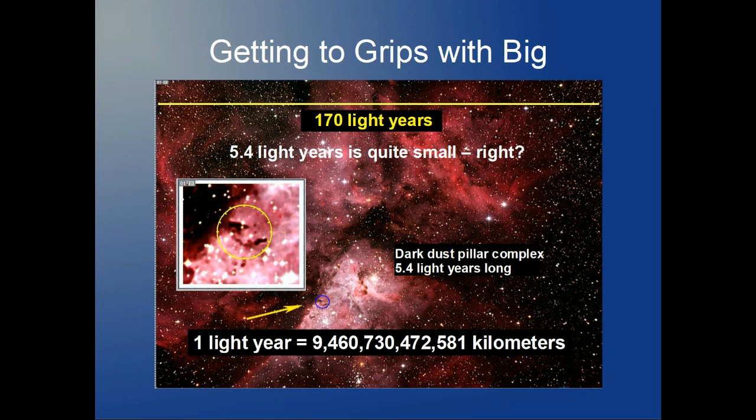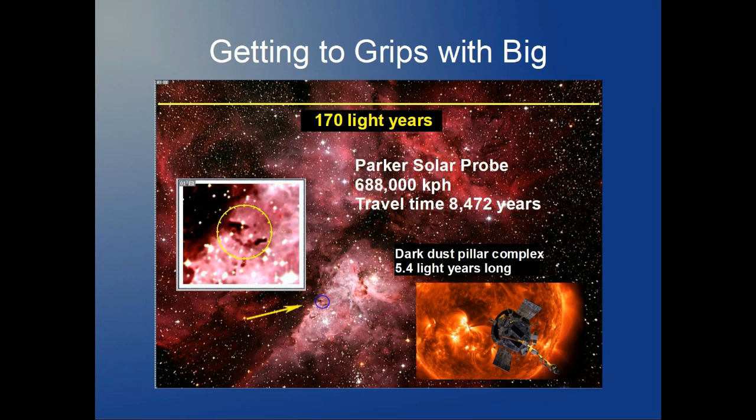Let's remind ourselves that 1 light year is about 9.5 trillion kilometers. It might help to get a better grasp on how long 5.4 light years is if we were to consider how long it would take us to travel that far. Currently, or at least at the time when I was preparing this talk, the fastest vehicle that we have created is the Parker Solar Probe, which hurtled in towards the Sun at 688,000 kilometers per hour. If we were to travel at that speed, a journey of 5.4 light years would take us 8,472 years.